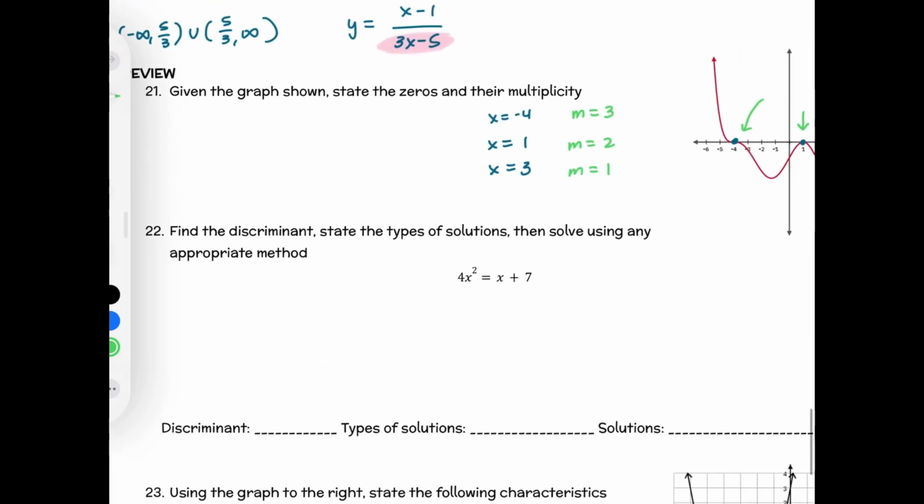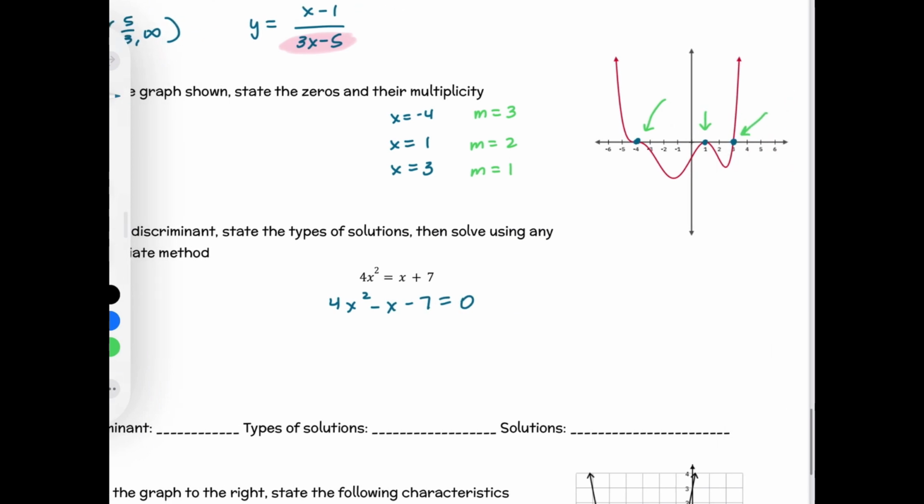All right, so this one, you need to find your discriminant and then solve. I'm going to help you with the discriminant, not solving for it, but just kind of plugging everything in. So first thing we need to do is get everything on one side. So I'm going to do that. So our discriminant is b squared minus 4ac.